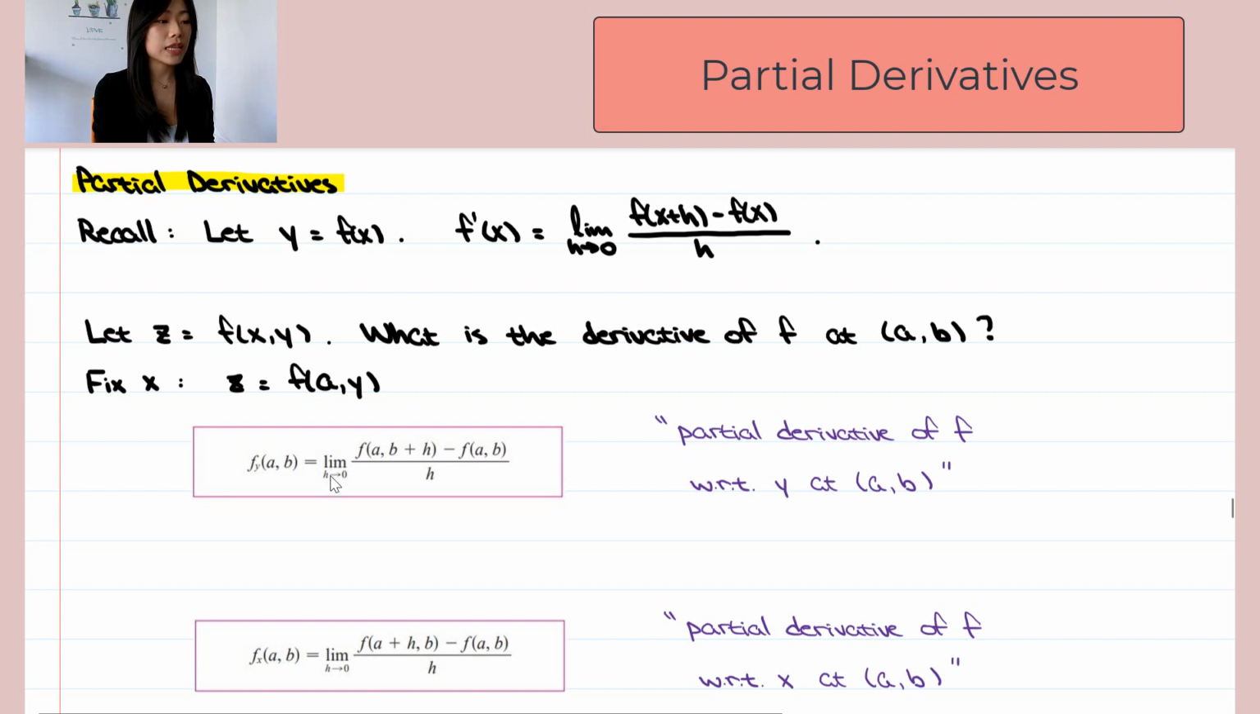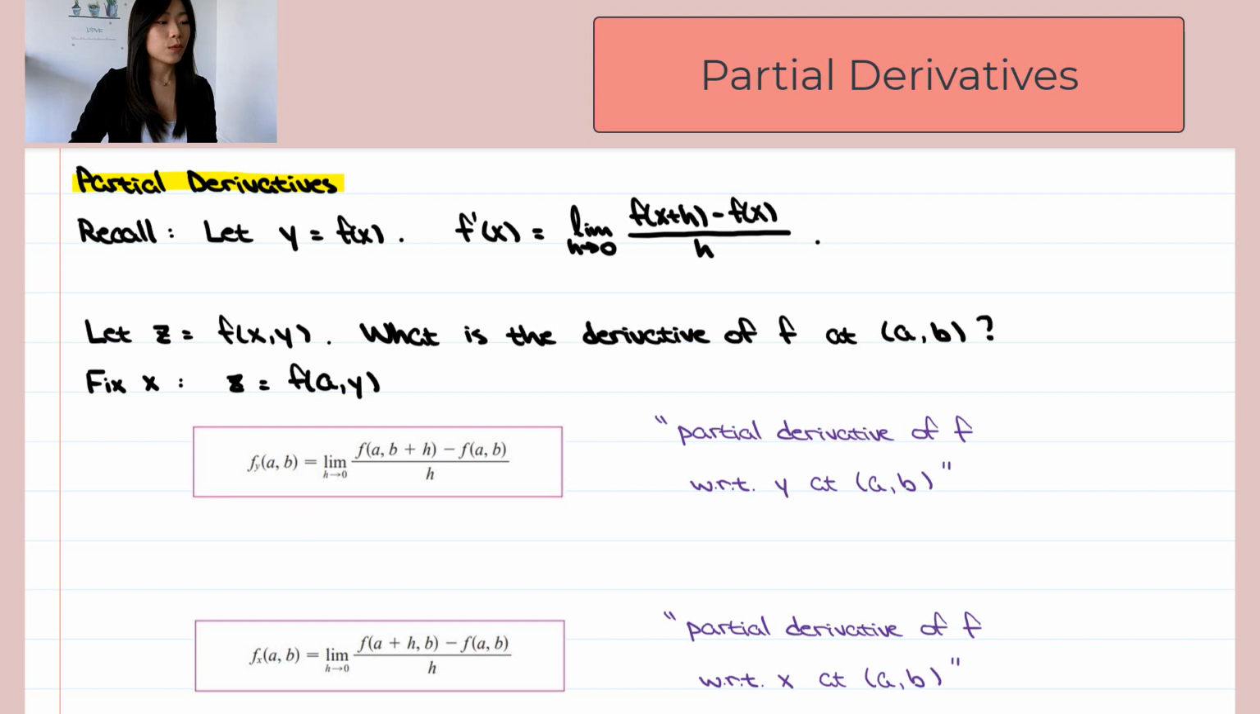That would be the limit as h approaches 0. And now we fix the first coordinate as a constant, so we have a. In the y coordinate, I have b plus h, then minus f of a and b, divided by the increment in y, that is h. And the notation is f sub y at a and b. And we call this the partial derivative of f with respect to y at a and b.